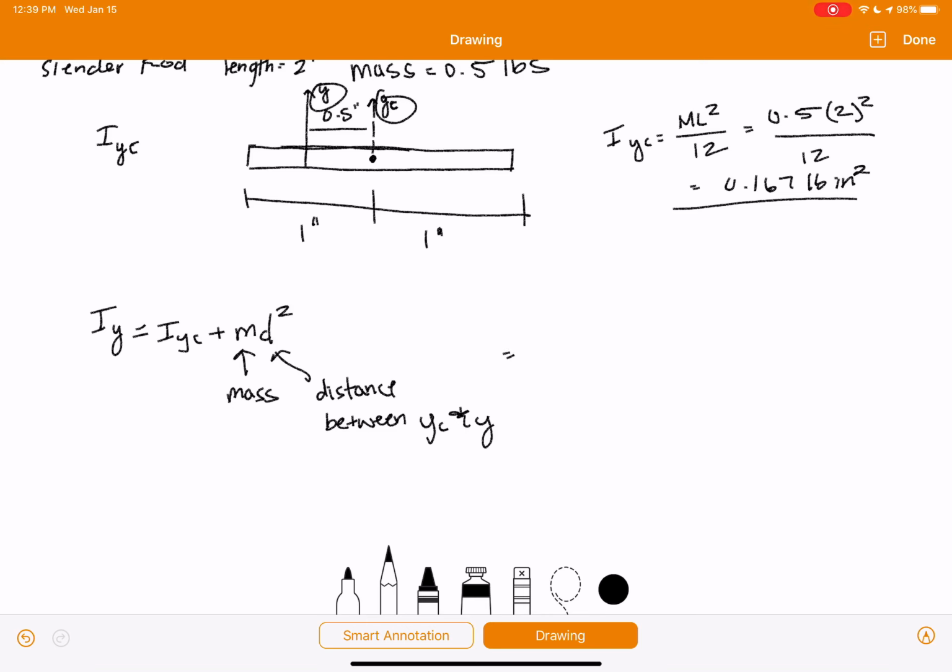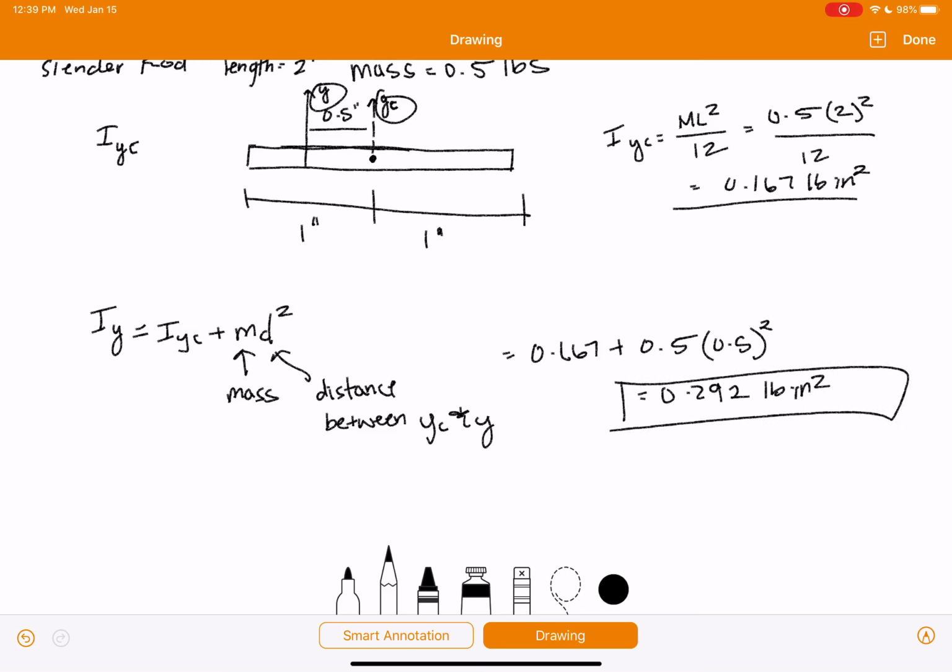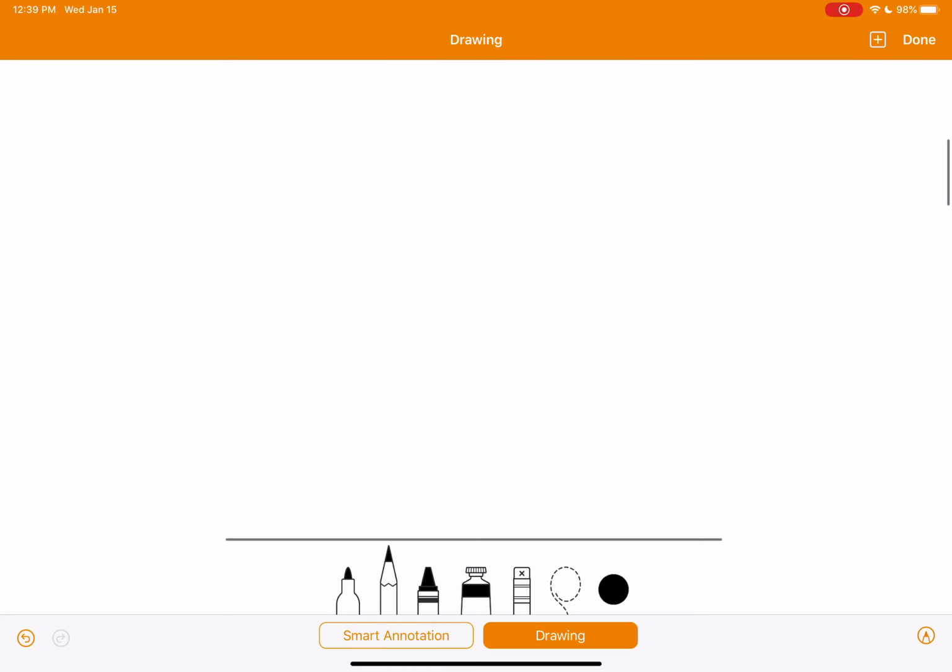So you would get 0.167 plus 0.5 times 0.5 squared, so 0.5 squared times 0.5 plus, and you would get 0.292 pound inches squared as your new answer. All right, so that should pretty much cover it. So go ahead and try a couple of these on your own.